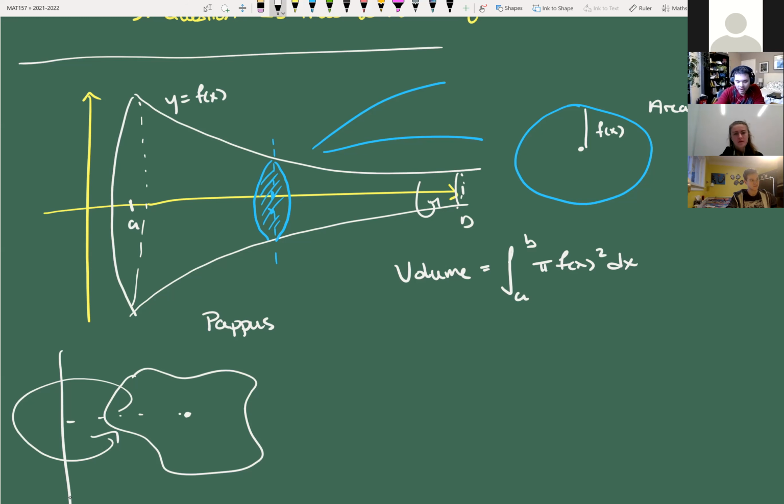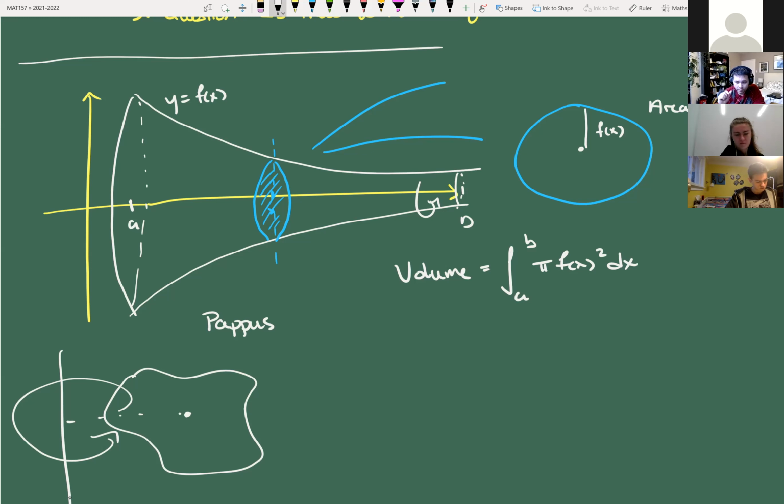But yeah, I actually don't hate volumes of revolution. I agree with you, Sophia. I think they suck the way they're traditionally taught, but I think that there is a way of teaching them that doesn't suck. So sometimes it's just about how you teach them. That being said, there's almost no way to teach curve sketching that doesn't suck.